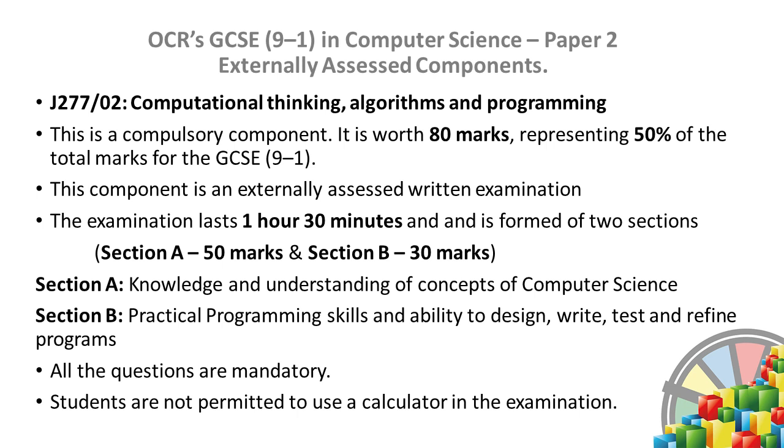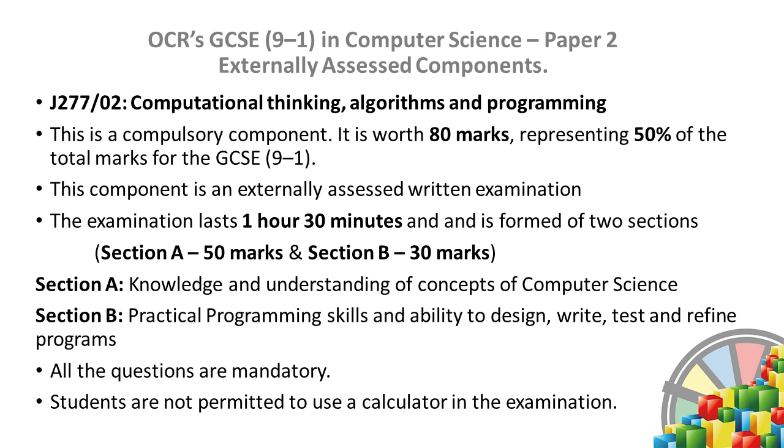Paper 2, J27702, which is titled Computational Thinking, Algorithm, and Programming, is also a compulsory component. And it is also worth 80 marks, representing 50% of the total qualification. This component is also externally assessed and is a written exam. And the duration for this paper is also 1 hour 30 minutes.